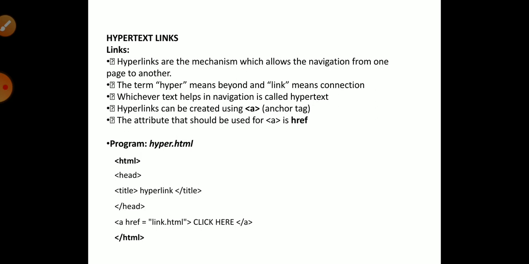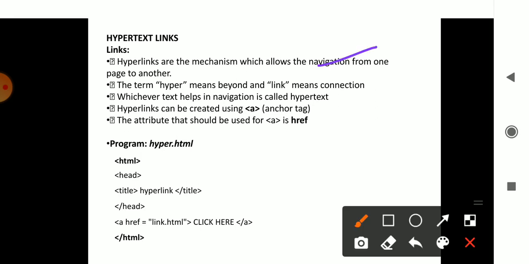But then also, a hyperlink is a mechanism which will allow you to navigate from one page to another page. Hyperlinks help you out in linking from one page to another page. Here the two terms being used are hyper and link. Hyper means beyond, whereas link means connection. A beyond connection which happens from one end to another end is said to be your hyperlink.